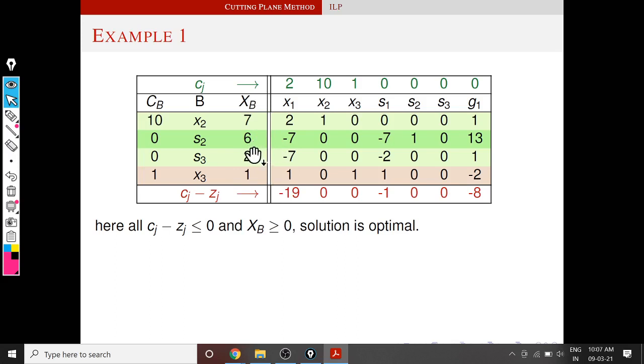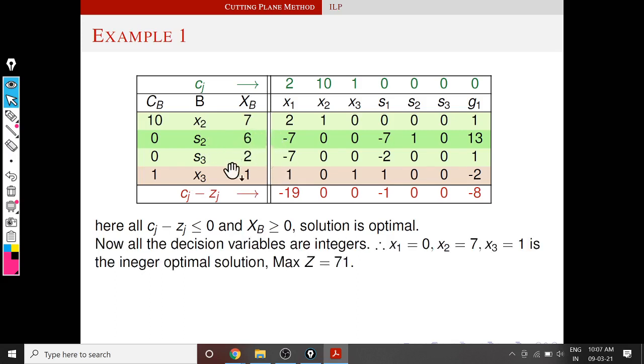Then what is the solution corresponding to this optimum table? Here x2 equal to 7, x3 equal to 1, but x1 is now non-basic, so its value is 0. So the optimum solution is x1 is 0, x2 equal to 7, x3 equal to 1. This is the integer optimum solution and its maximum value is 71.